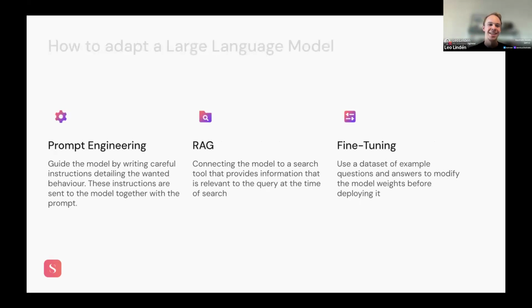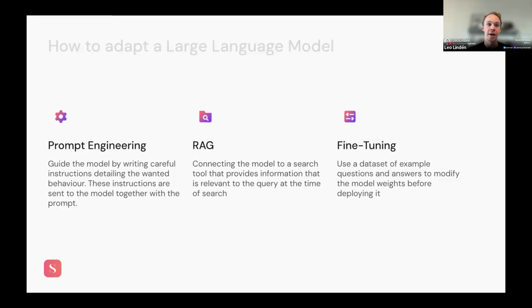So there's a couple of different ways to go about fine-tuning of models or adapting models to your use case. The first one, and the one probably most of you are familiar with and have already tried out, is prompt engineering. And this is essentially guiding the model by writing careful instructions where you detail exactly what you want the model to do or add in any specific type of domain knowledge that the model should have into a prompt, or a system prompt that is then sent to the model together with the question from the actual user and then guides how the model answers that.